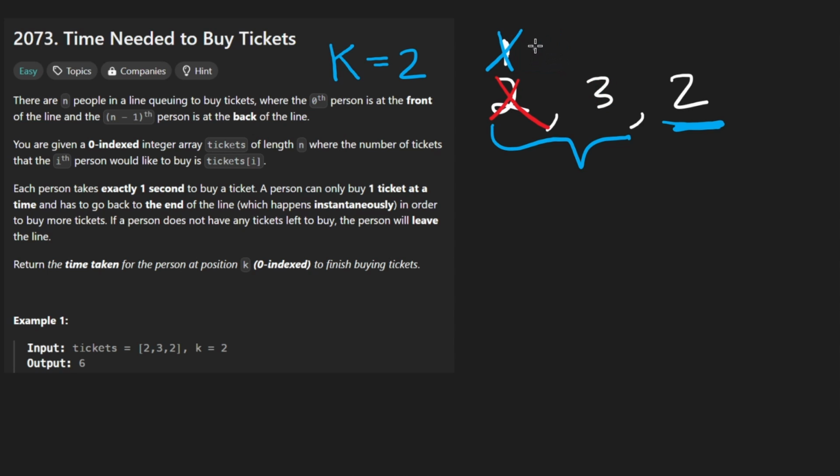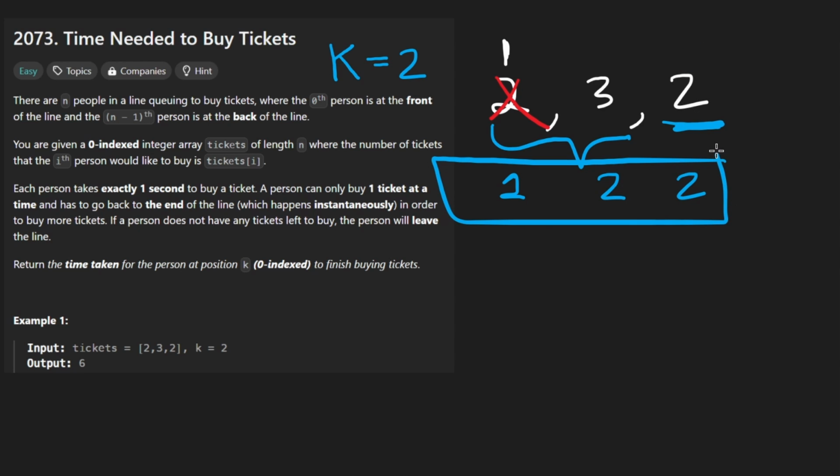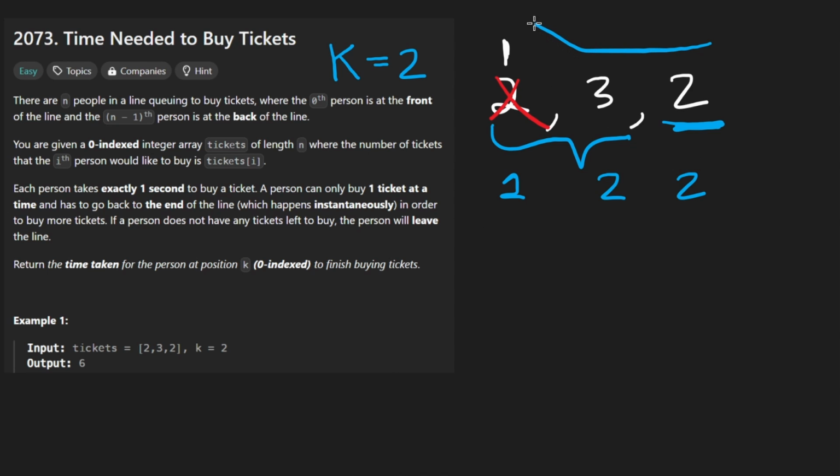So it would take 1 second for this person, it would take 2 seconds for this person to go twice, and then this person would buy both of the tickets that they want. That takes 5 seconds. What's the pattern? What's the difference between this new example I showed you and the previous example we were looking at?